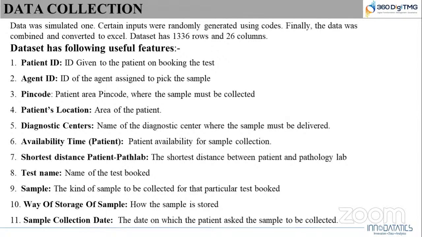Eighth is test name. Which test did the patient book for? Ninth is sample. What type of sample is to be collected from the patient? 10th is the way of storage of the sample, in what type of container or vacuum tube the sample is to be collected. 11th is sample collection date, the date on which the patient asked for the sample to be collected.